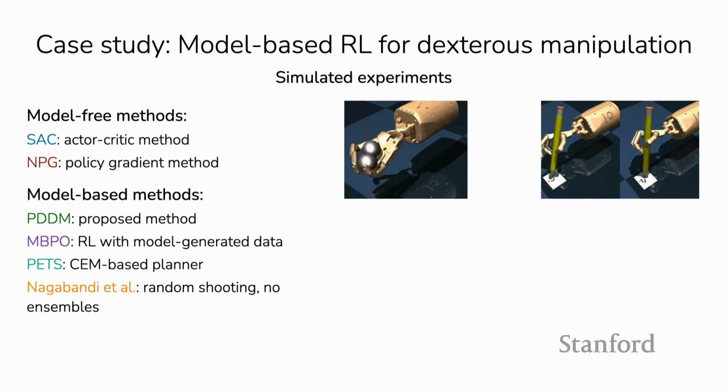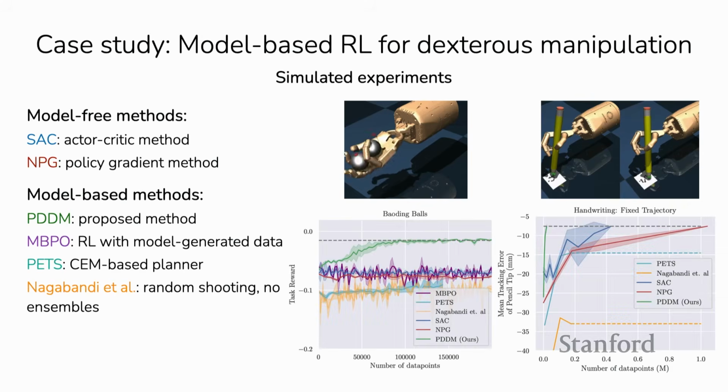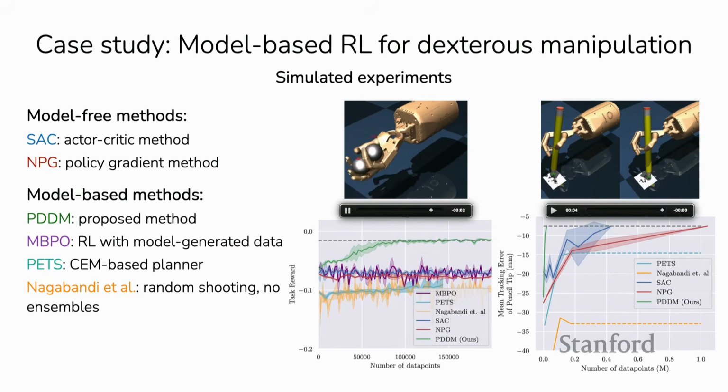And here are some videos of what you're able to do with this method. We're running planning in the loop of actual execution. And we see that it's able to learn how to rotate the baoding balls in the hand and also write digits on this piece of paper.